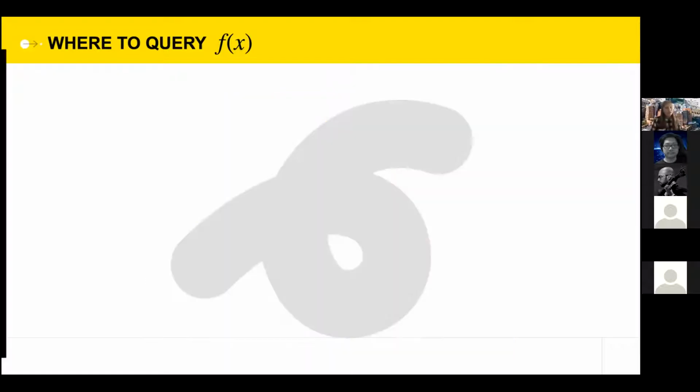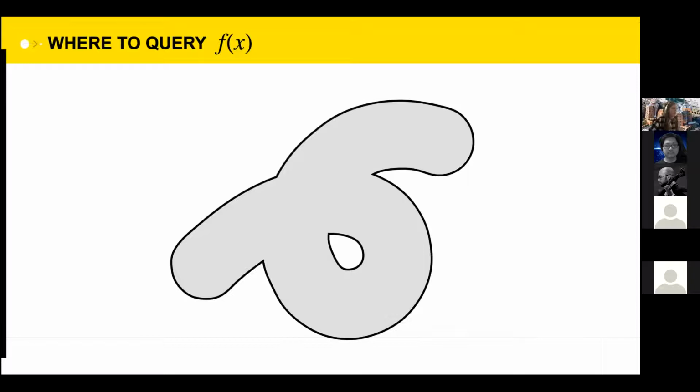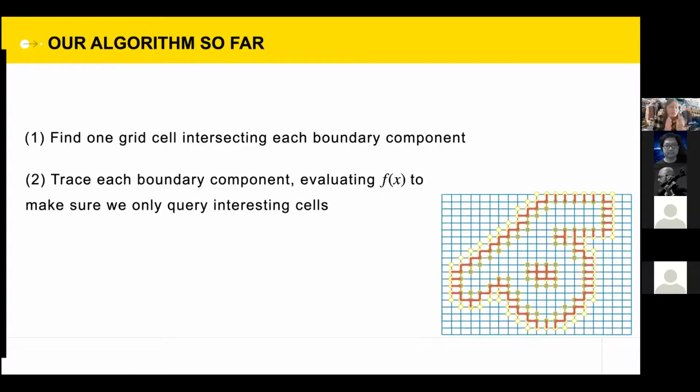Now, in the literature, this general type of algorithm where we want to compute a shape, and to do that, we trace its boundary, is called a continuation algorithm. And hence, the title of our paper is a continuation algorithm. So to sum up, we have an idea for our algorithm already. First, we need to initialize with some oracle-given mystery grid cell that is interesting and that intersects each boundary component. And that's all we need.